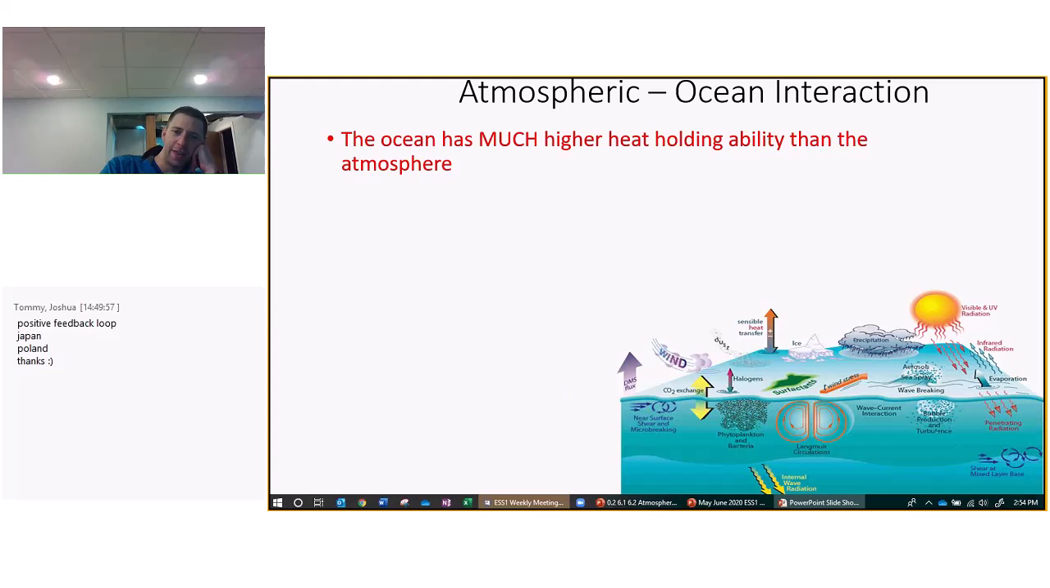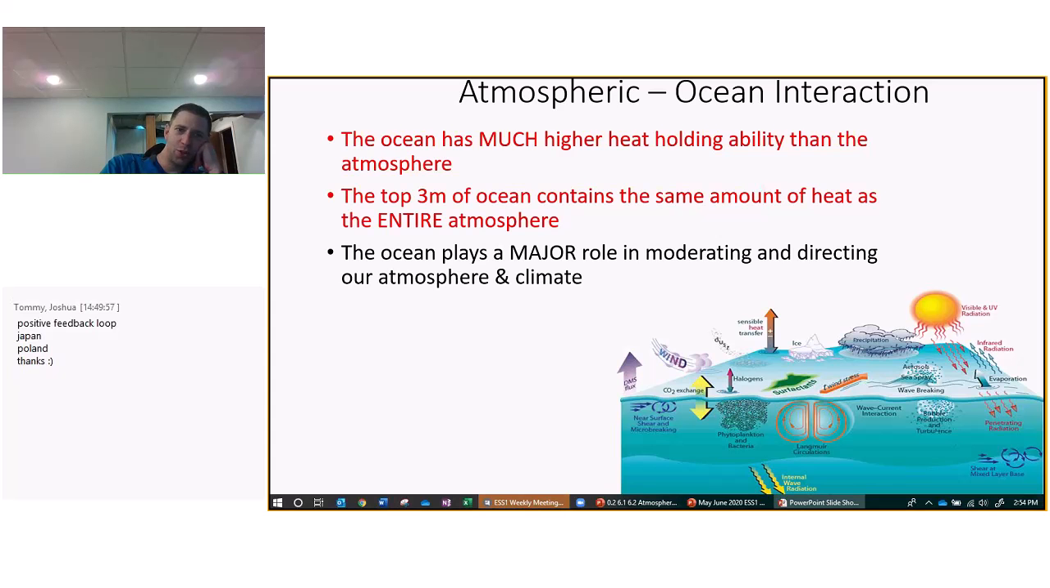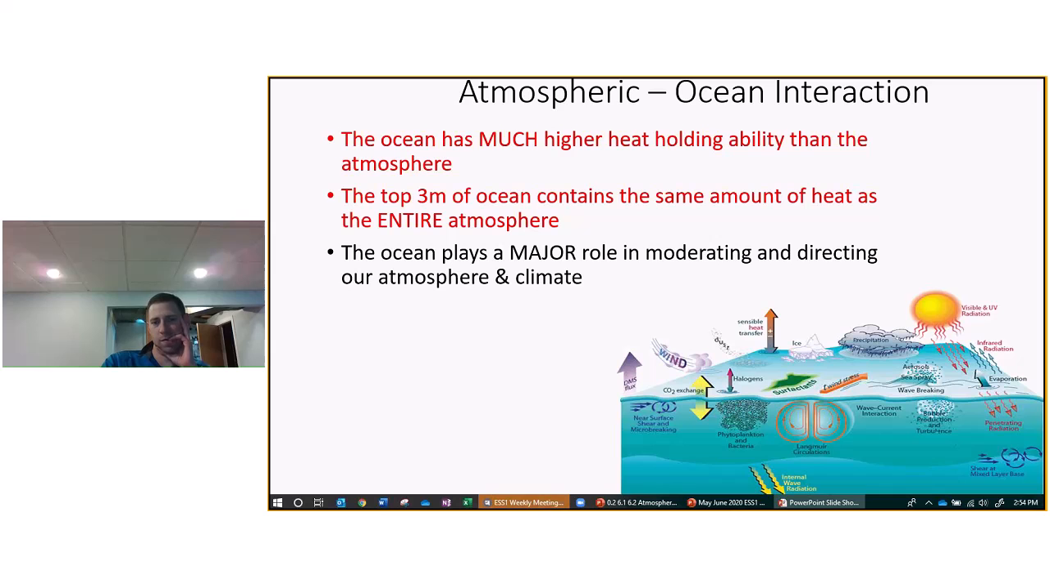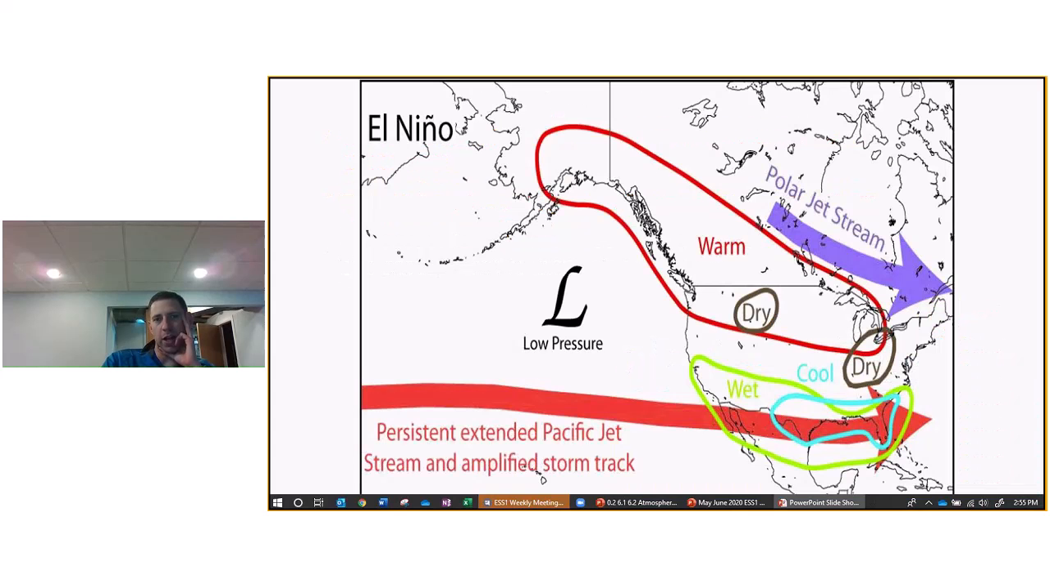All right, and then last but not least, atmospheric ocean interaction. Really, you don't need to know the details. You just need to know that the ocean plays a major role in the effect of the climate, the atmosphere. It helps to moderate and direct our atmosphere. A good example of this is El Nino.